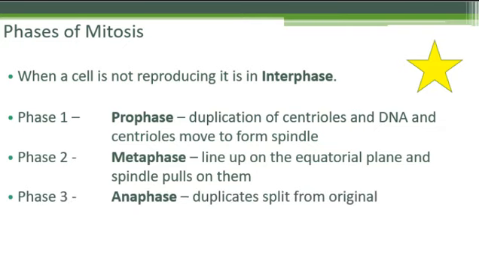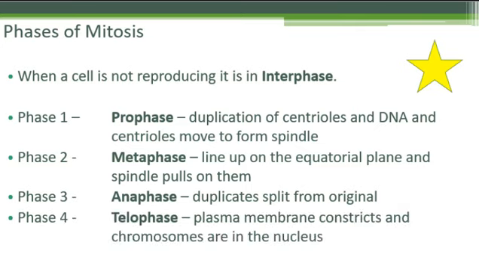Phase 3, anaphase. The duplicates are pulled apart. So half the X goes one way, the other half of the X goes the opposite way. That's called anaphase. And phase 4, telophase.